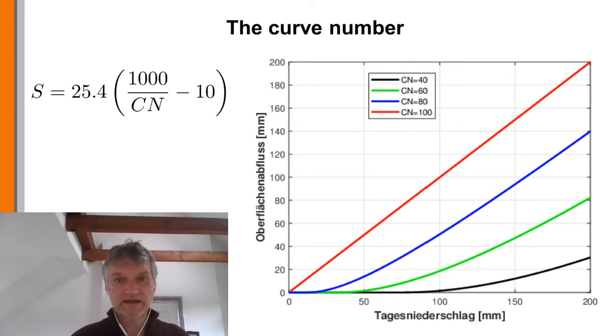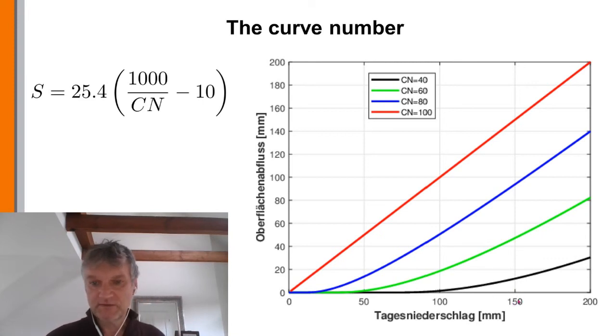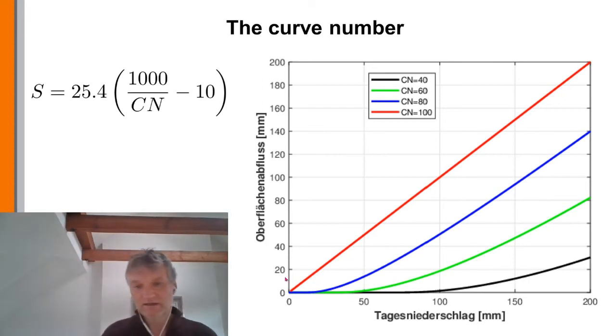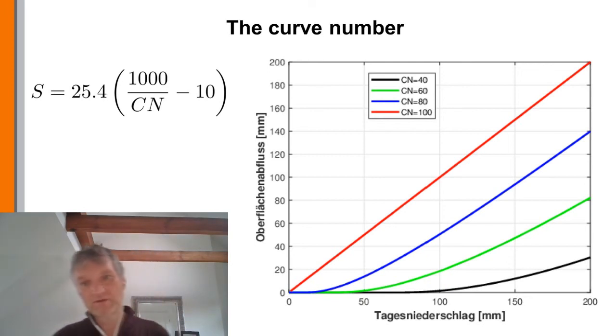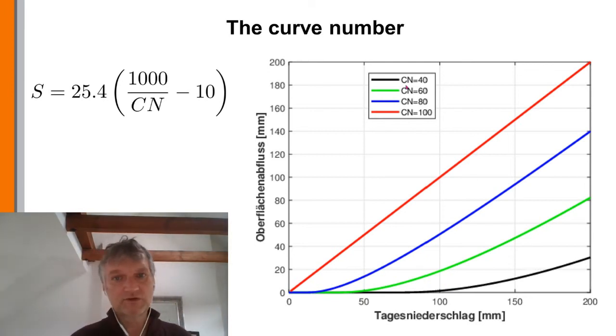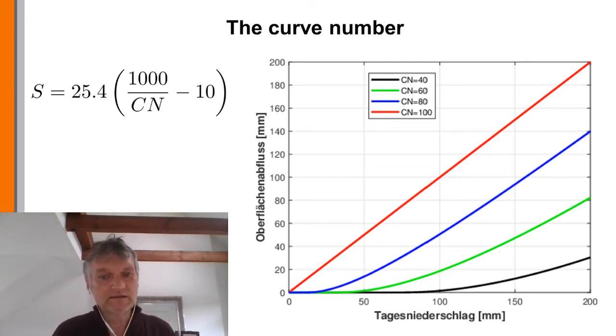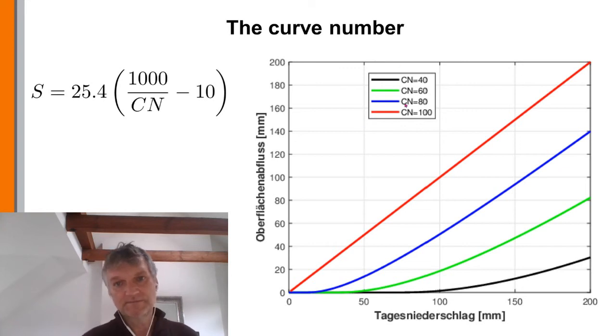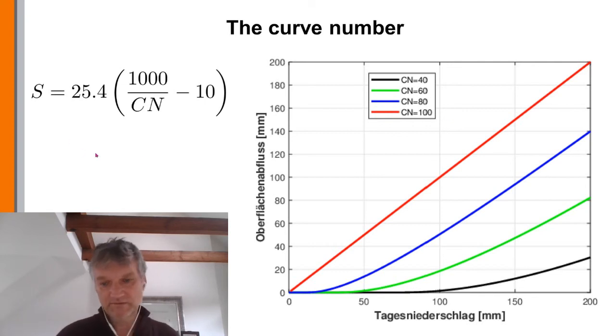On the other hand, when we have small CN values like 40, then you can see here, let us think of a daily rainfall event of 150 millimeters per day, then we have only 10 millimeters of surface runoff. So a soil which has a very low curve number leads to very little surface runoff. Such a soil is very permeable, and a lot of groundwater is formed in such a soil. So this is the idea behind this theory, and this idea works very well.